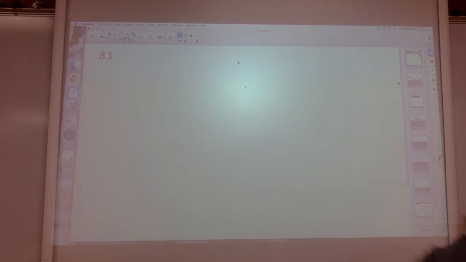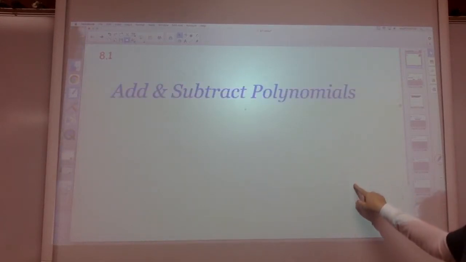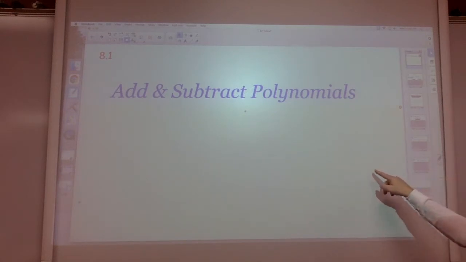So we're going to take a look at 8.1, which is adding and subtracting polynomials. Add and subtract polynomials.